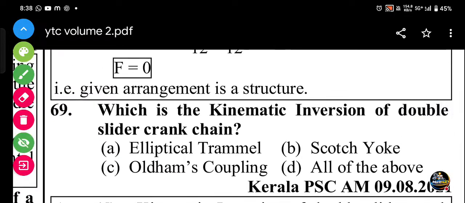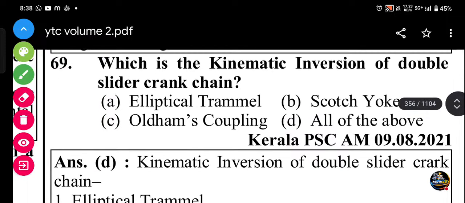Next question: which is the kinematic inversion of the double slider chain: elliptical trammel, Scotch yoke, Oldham's coupling, or all of the above? All three are kinematic inversions of the double slider crank chain. So D is the answer. All of the above is correct.